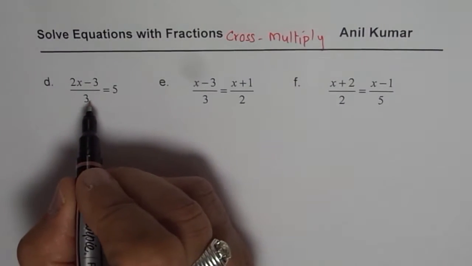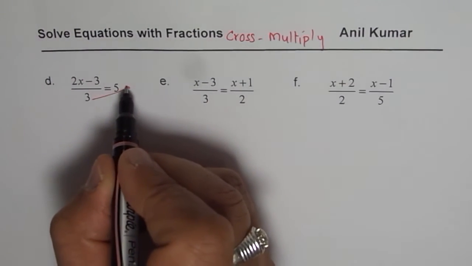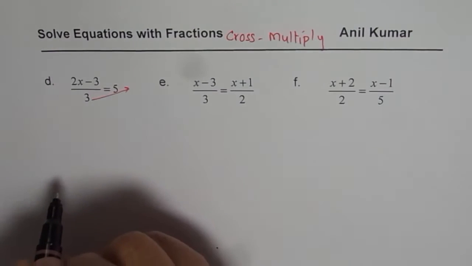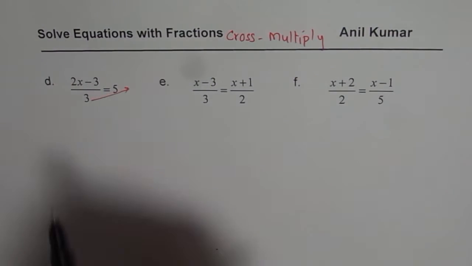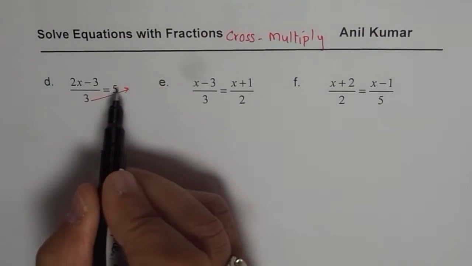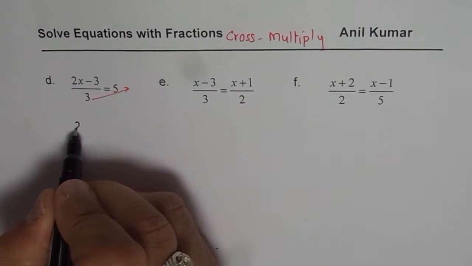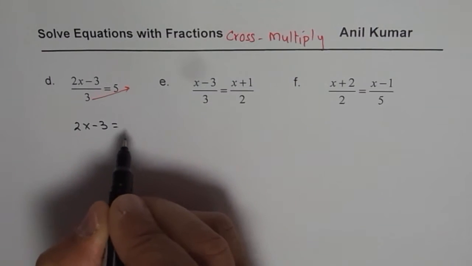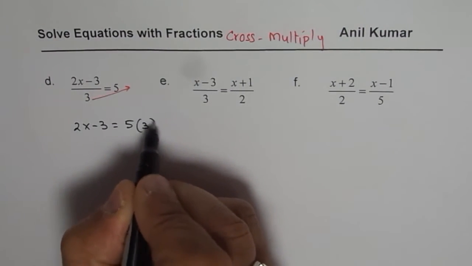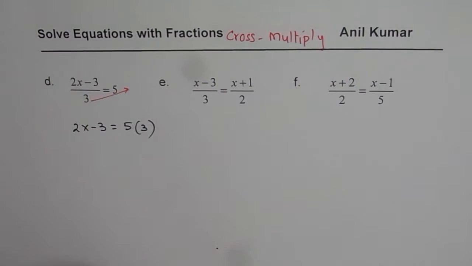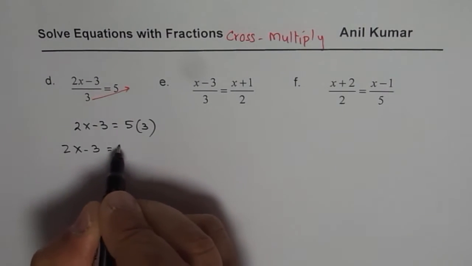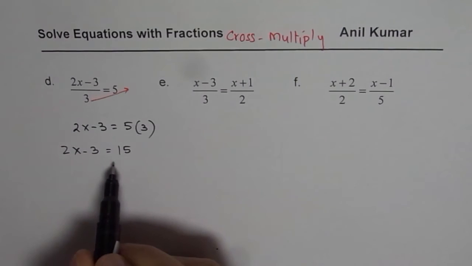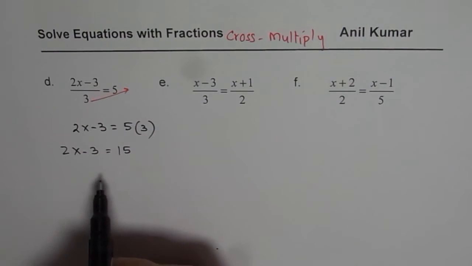Cross multiply means multiply with this number whichever is in the denominator. Here it is 1, so no need, right? So once you multiply by 3, you get 2x minus 3 equals 5 times 3. You get the idea, right? So just cross multiply. So it is 2x minus 3 equals 15, and then you follow your two-step method to solve it further.